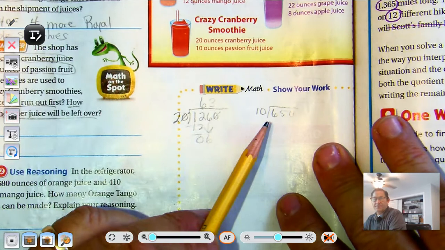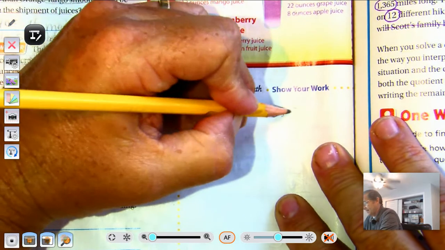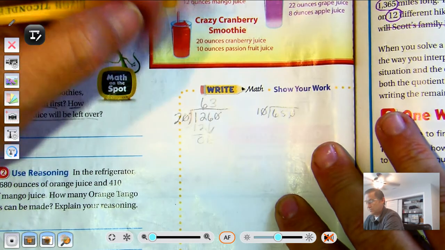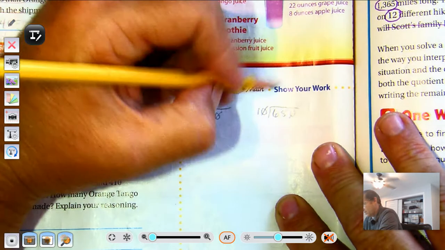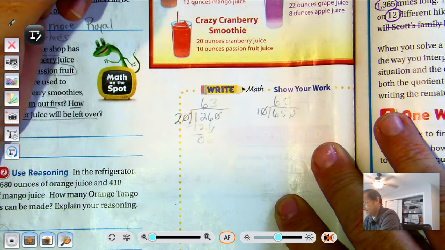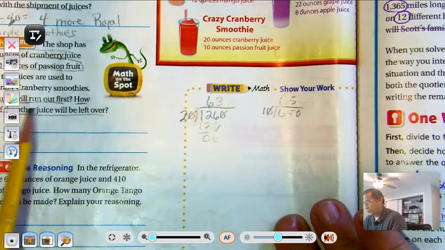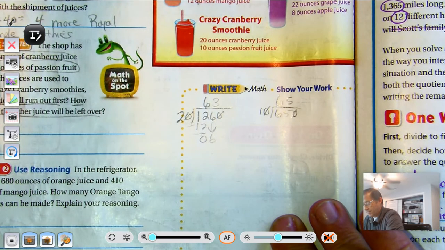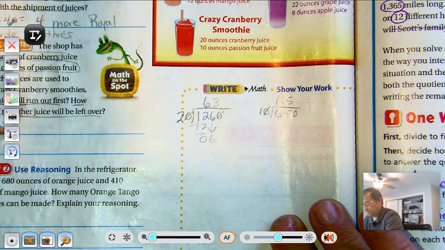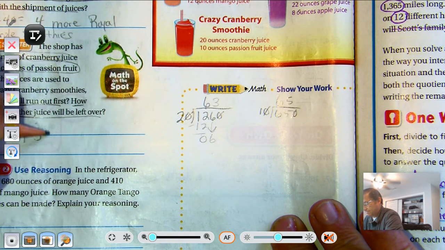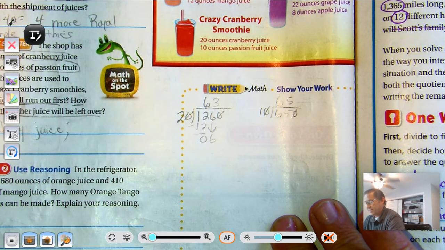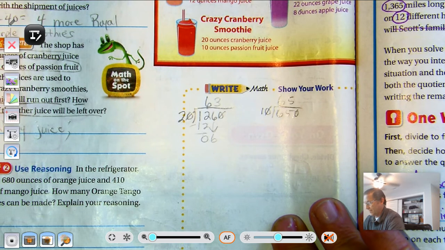And 650 divided by 10, again, dividend and divisor both end in zero, so let's cross those out. 65 divided by 1, 65. So which juice will run out first? The cranberry juice. How much of the other juice will be left over?